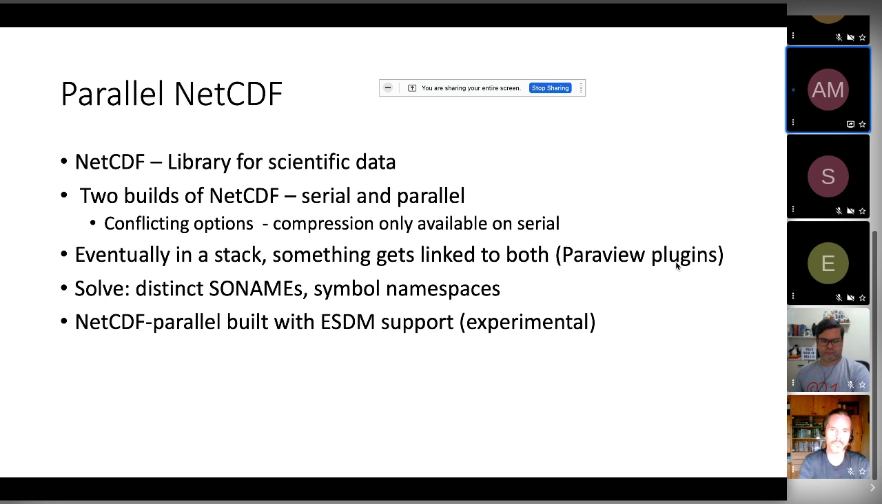I've solved that with the parallel NetCDF, which is in Buster at the moment, which I'd like to merge back into the main NetCDF build. I need to get a couple of patches through upstream for this. This is done by using distinct NetCDF SO names and symbol namespaces. My NetCDF parallel build is built with the ESDM support. ESDM at the moment is preparing for upload into Bookworm.